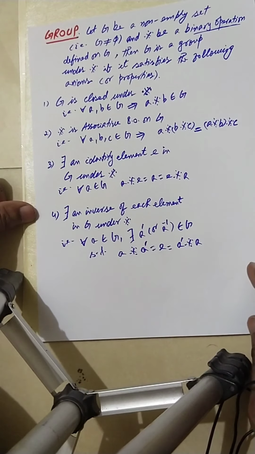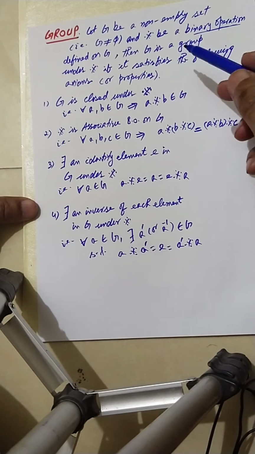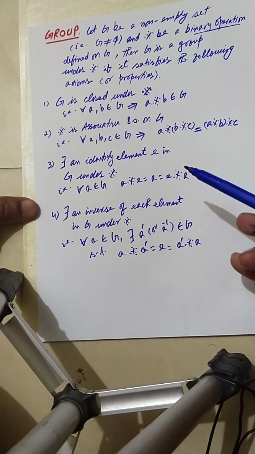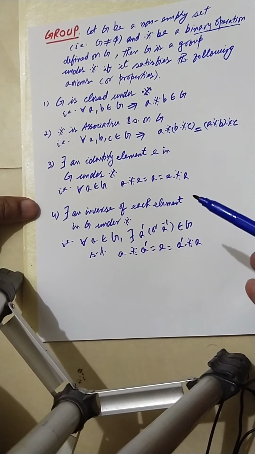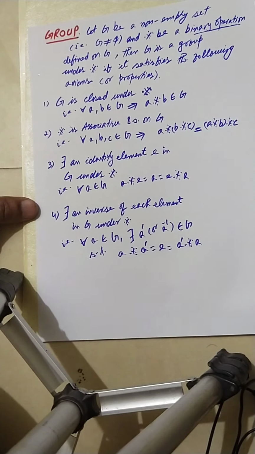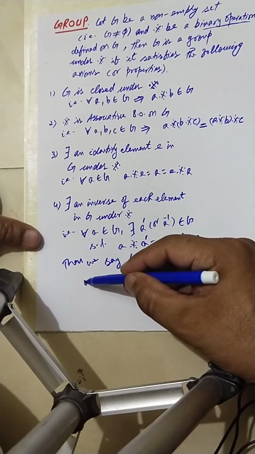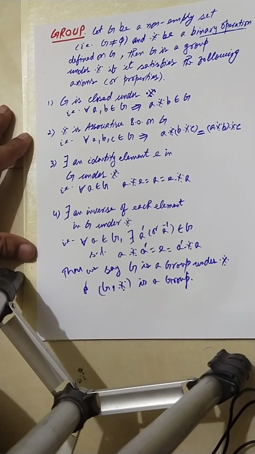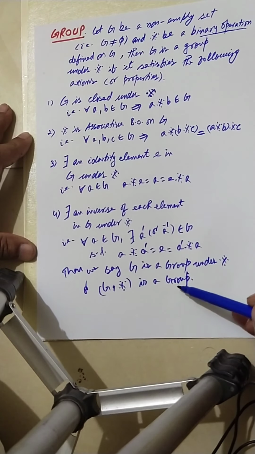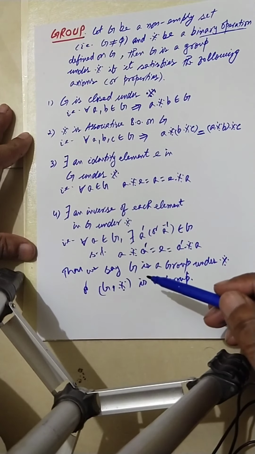If these four properties are defined on non-empty set G under binary operation * may be addition, subtraction, multiplication, division, matrix multiplication, vector multiplication, addition, or any operation, then we say G is a group under *, or G comma * is a group if these four properties are satisfied.